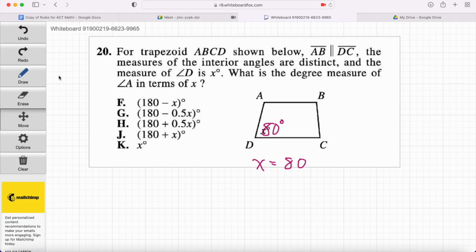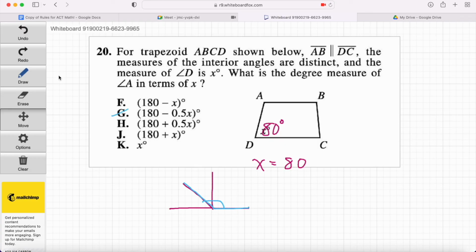Because 140 is going to be like a 90-degree angle plus half of another 90-degree angle. That would be like 135, but still, that's just too big. So probably not G.